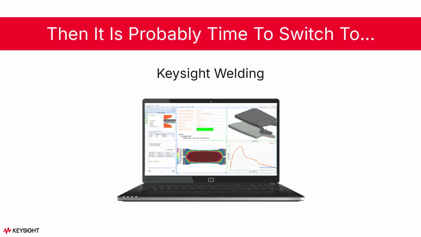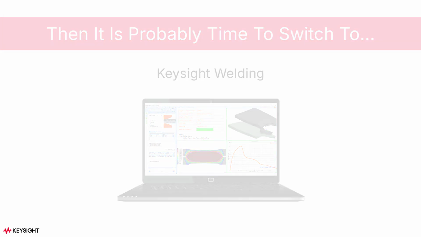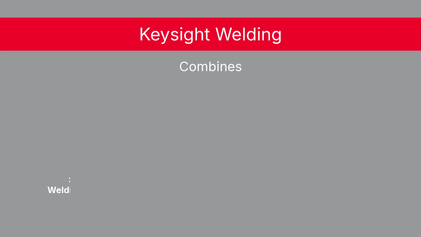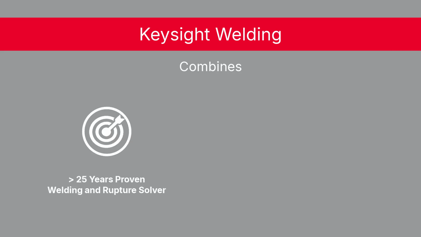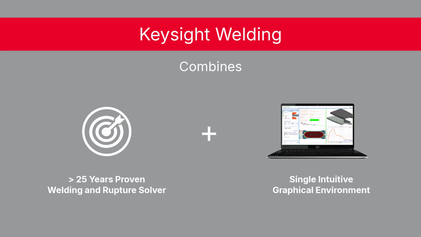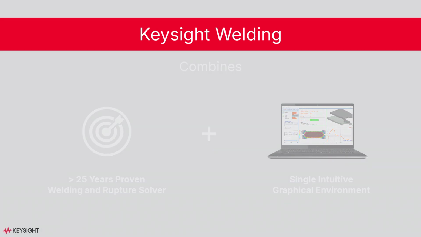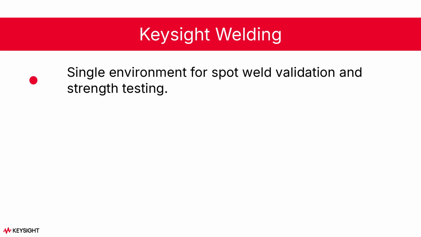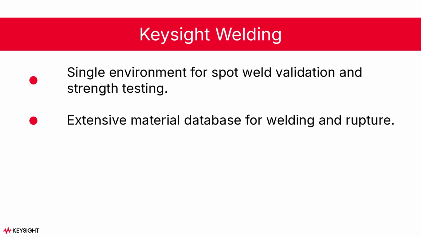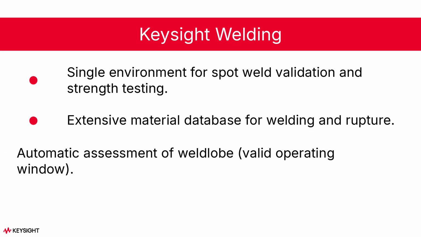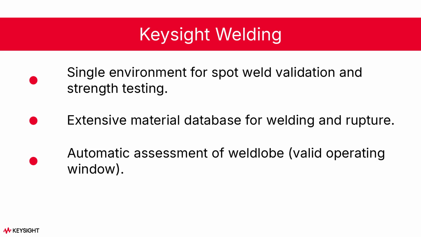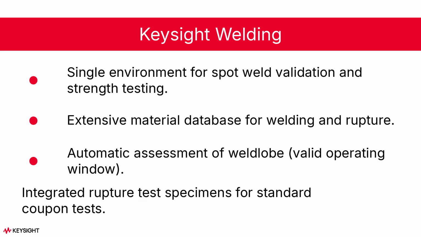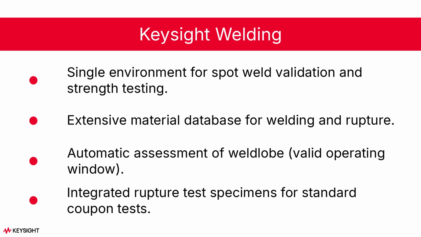Then it's probably time to switch to the Keysight CAE welding solution for weld rupture analysis. Keysight CAE welding for weld rupture combines over 25 years of proven welding and performance solvers with a simple, intuitive graphical interface. This interface supports both detailed spot weld process modeling and the performance testing required to assess connection strength under various load conditions. The solution includes an extensive material database for welding and rupture, automatic weld load generation to determine valid operating windows for process parameters, and contains standard rupture test specimens for coupon level strength analysis.